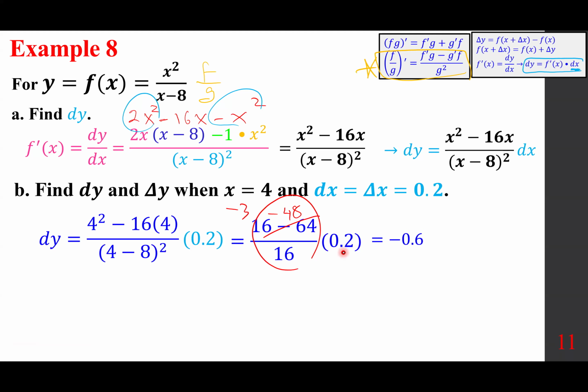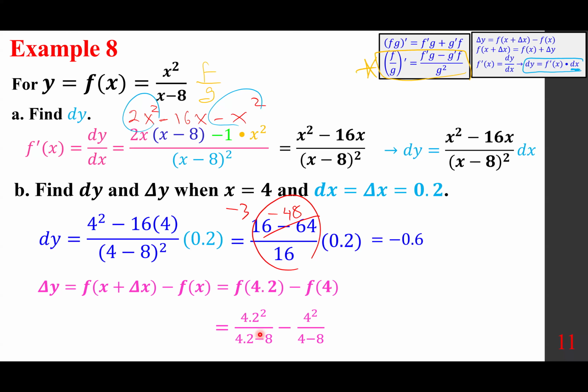That's why a lot of times dy is an approximation of delta y, because normally it's easier to calculate. If I want to calculate delta y, or f of x plus delta x minus f of x, I need to calculate f of 4.2 minus f of 4. Which means into this function, you put 4.2 and then 4. Now, of course, this is easy to calculate. This one is also easy. You can do it by hand, but most likely you do it by calculator. And that's why dy is easier to do without the calculator.